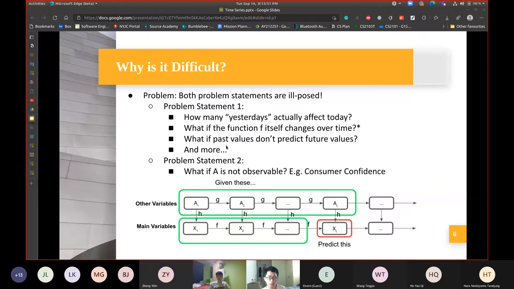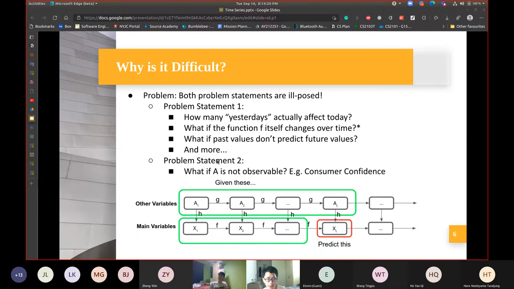And lastly, what if your past values don't even predict your future values? What we drew here, the boxes and rectangles, they are a model, right? We sort of assume that the future depends on the past. But if that is not even true, then there's no point in making predictions. Your prediction will always be wrong, because by definition you can't predict it. So these are some of the problems for the simple model.